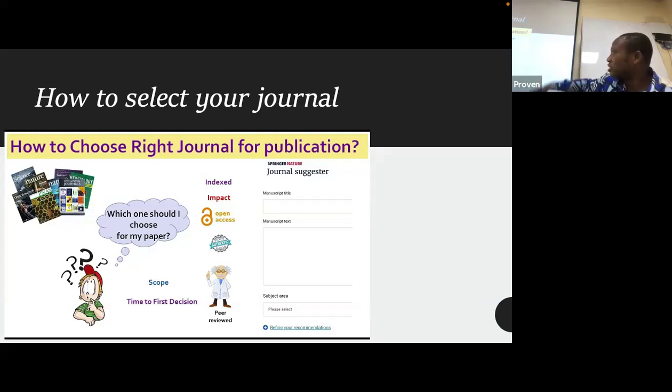Another tool that of late you can use is to go to the bigger journal publisher and look for the journal suggester. For instance, this one is Springer Nature. Springer Nature is a house of several journals under the same organization. Okay, so you can just put in your manuscript title and then your abstract and then use your subject area. Then it will give you the list of journals within that Springer Nature family where you could publish your work. So it helps you to know that, oh, maybe the one I'm considering is not even in line with the scope. This one is better. This one is better. So it gives you like 3-4 examples to use.